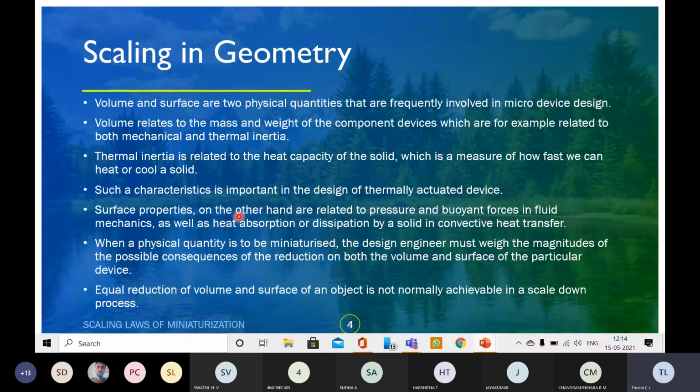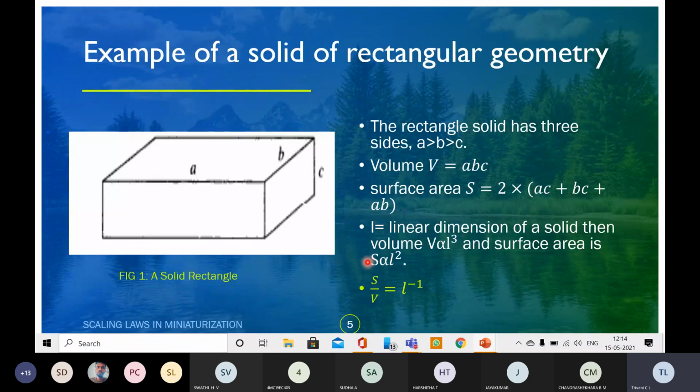And later we had taken, whenever you go for this thermal inertia, it will be related to what? It will be related to the heat capacity of the solid, where you can measure how fast the solid will be able to heat or cool itself. And later we discussed a few more parameters, by taking one example, and all the examples will be considered by measuring in the form of linear dimension, that is L. So we'll be taking the surface to volume parameter, so the S by L ratios we will be considering.